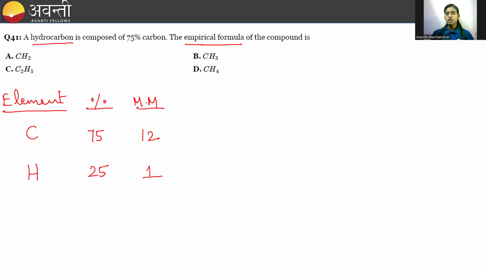After writing this, we have to take the number of moles. The number of moles can be calculated using the given mass divided by molar mass formula. So for carbon, the given mass is nothing but the percentage composition here. So it is 75 divided by 12, which is equal to 6.25. And for hydrogen, it is 25 divided by 1. It will come out to be 25.